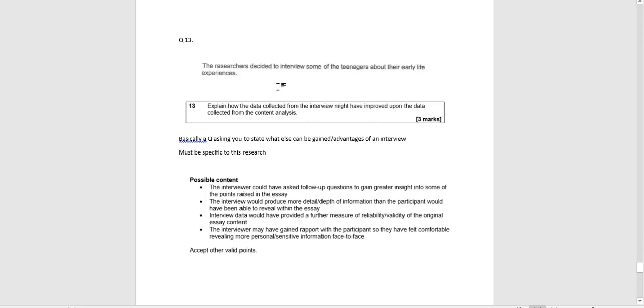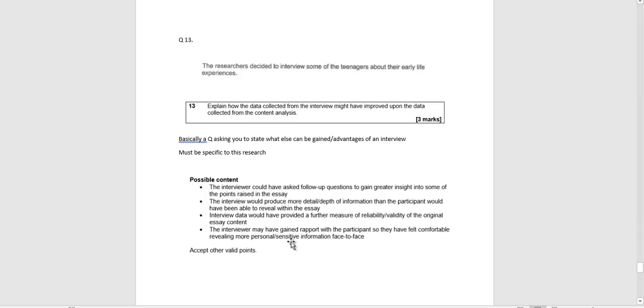So it's a follow-on question from previous information they've given. Basically what they're asking you to do is say, what else could we gain from an interview that we haven't got from a content analysis? So it is really a comparison. What are we getting that's better from an interview that we haven't already got from a content analysis? And the other thing to remember, it must be specific to this research.